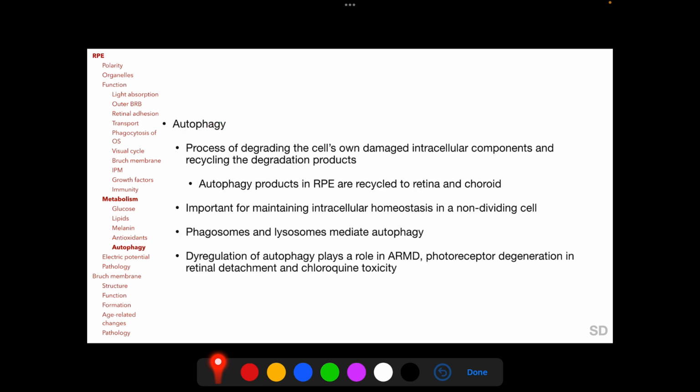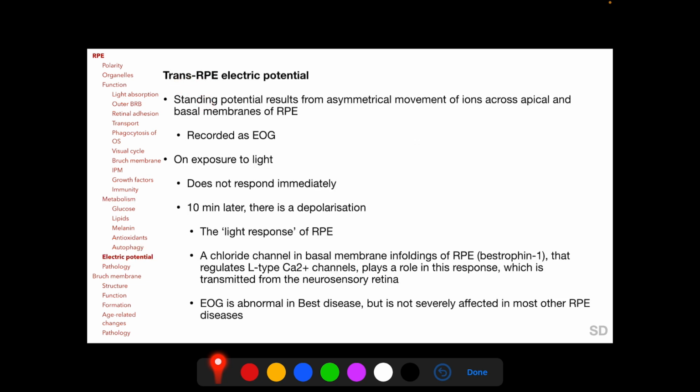Autophagy occurs in the RPE cell, and autophagy is a process of degrading the cell's own damaged intracellular components and recycling the degradation products. The autophagy products in retinal pigment epithelium are recycled to the retina and the choroid, and autophagy is important for maintaining intracellular homeostasis in a non-dividing cell. Phagosomes and lysosomes mediate autophagy, and dysregulation of autophagy plays a role in ARMD, photoreceptor degeneration in retinal detachment, and chloroquine toxicity.